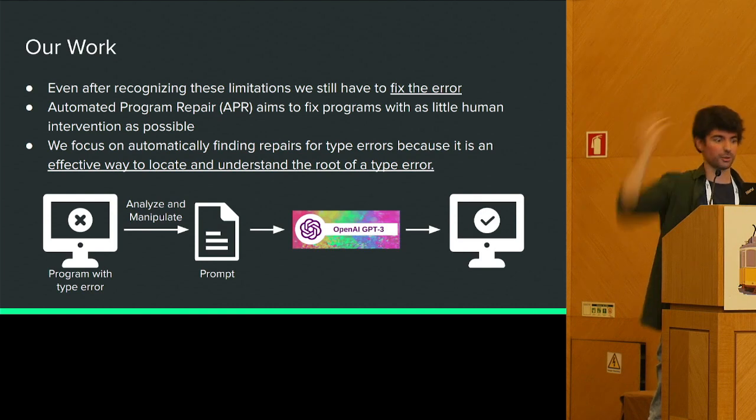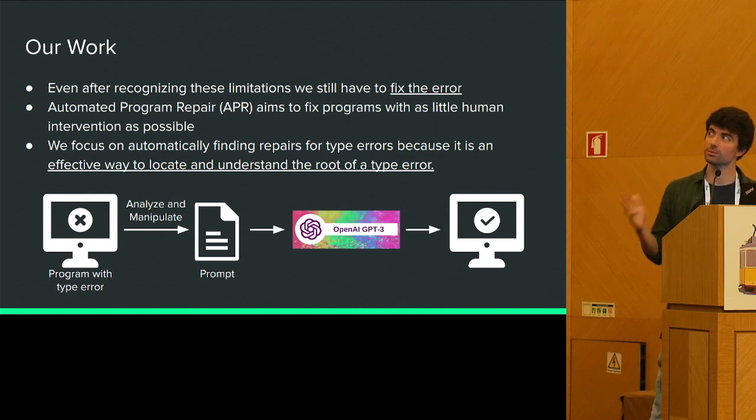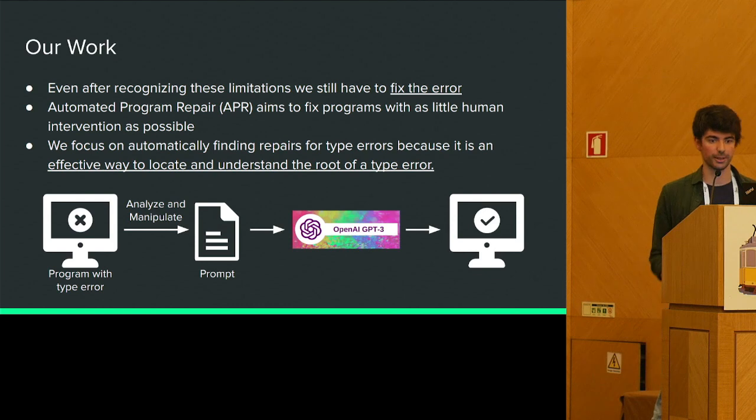So what is our work? Well, even after recognizing these limitations, we still have to fix the error. That is, even if we know what part of the program was faulty, we still had to come up with the change for it. And automated program repair aims to fix programs with as little human intervention as possible.